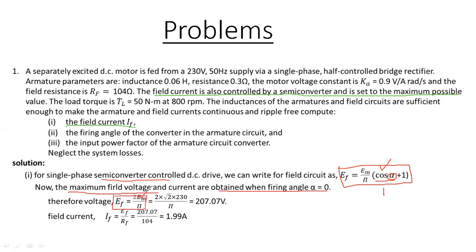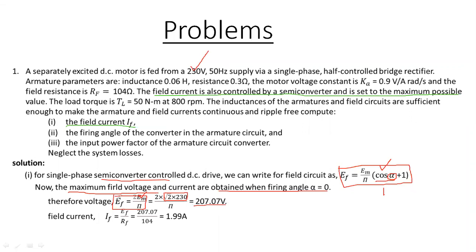We know EM is the maximum value. 230 is the RMS value, since it is a 230 volt supply. So EM, the maximum value, can be written as root 2 into the RMS value, root 2 into 230. So we get the field voltage EF as 2 root 2 into 230 by pi.